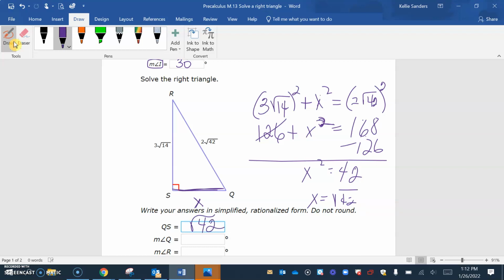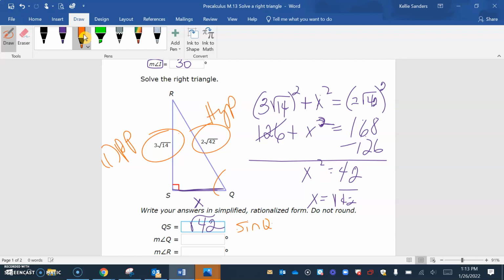Okay, now to find Q and or R, let's just use the ones that they give us. This is opposite and hypotenuse, and that's sine. So sine Q equals 3 square root of 14 over 2 square root of 42. If you plug that in the calculator to simplify the fraction, we get square root of 3 over 2.